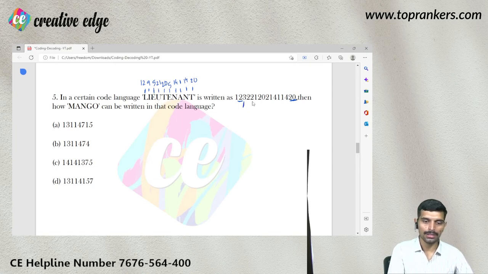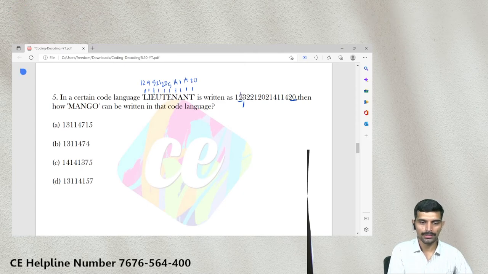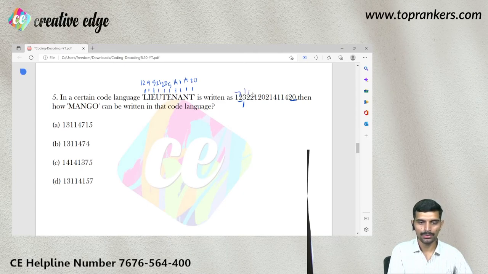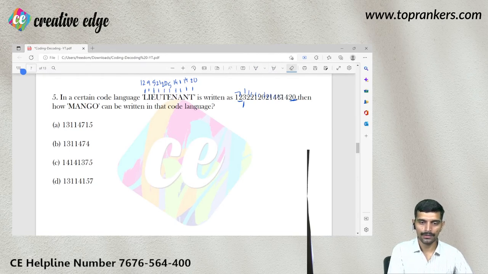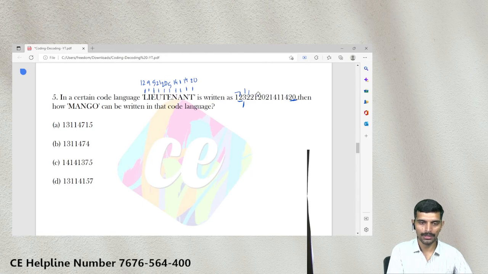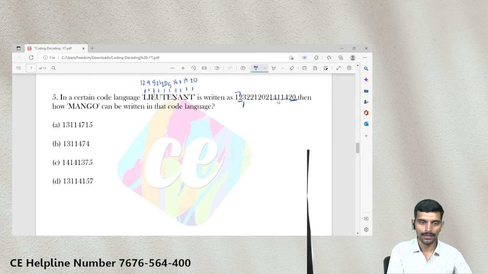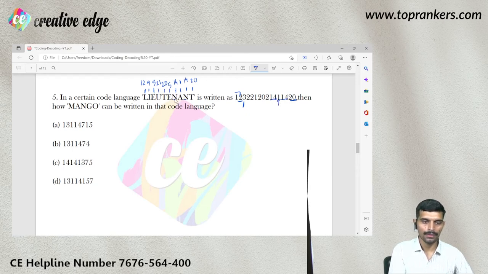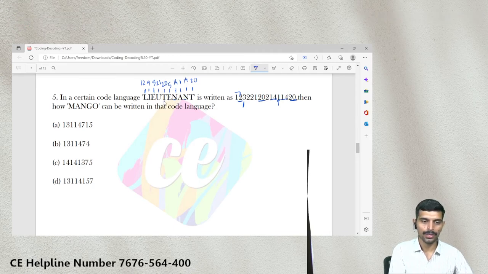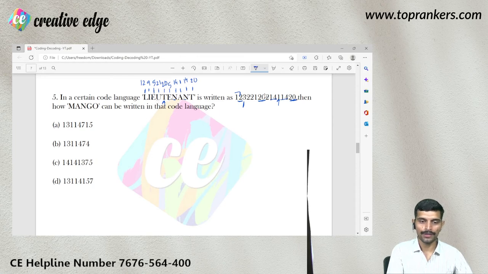Then E. Let's count the number of letters. After this 12, we have 1, 2, 3, 4, 5, 6, 7, 8, 9, 10, 11 digits, right? So we have 11 digits. And how many alphabets are there? Ignoring the extremes, 1, 2, 3, 4, 5, 6, 7, 8. So see here, this N and this N is repeated. So N is 14, N is 14, A is 1, right? Then E, T, T is 20. U is 21. U is 21 as well.